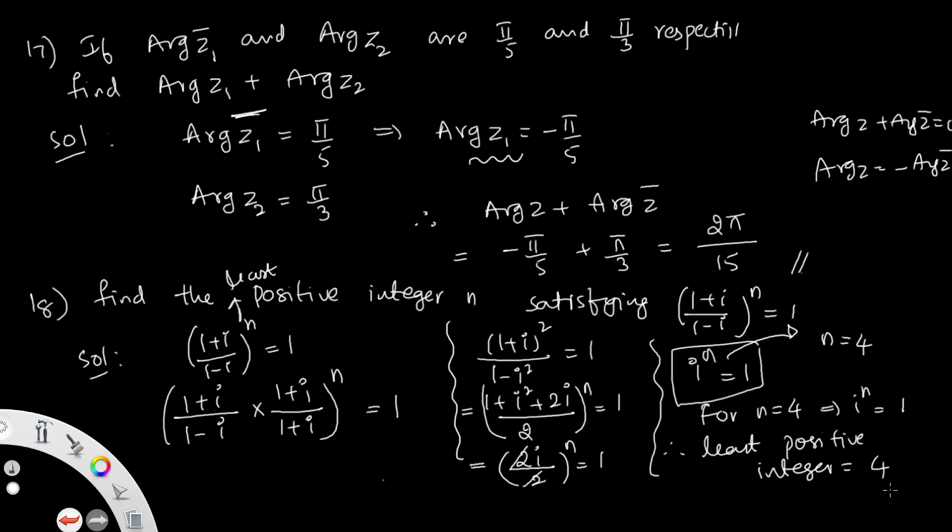This question is given not in MCET. So the question is (1 plus i) by (1 minus i) whole to the power of n; just rationalizing and simplifying, you get i power n equal to 1. Please make a note, all of you. For n equal to 4, i power n becomes 1, so the least positive integer n is 4. That's all.